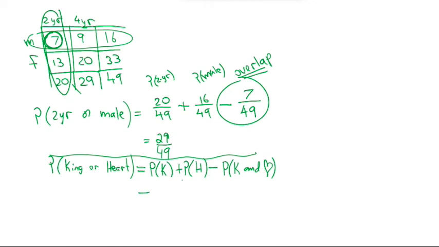So what's the probability of the king? 4 out of 52. What's the probability of a heart? 13 out of 52. Don't reduce these fractions because you'll have a common denominator all the way across them. Minus, how many kings are hearts? 1. 1 out of 52. So the answer here is going to be 17 minus 1, better known as 16 out of 52, which reduces to 4 out of 13.